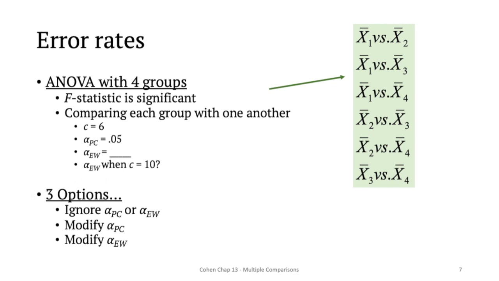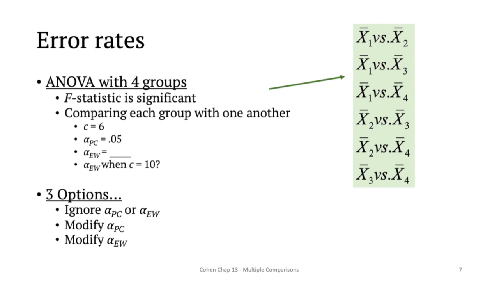So when it goes to 10, so if we had 5 groups, we'd have 10 comparisons and suddenly it's 40%. So really quickly, just with a number of tests, you're going to find that your chance of committing at least one type 1 error is going up really fast.